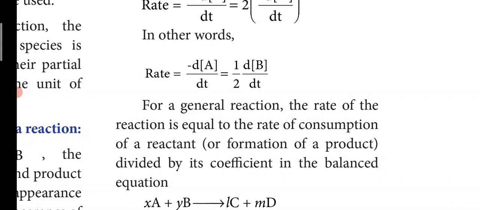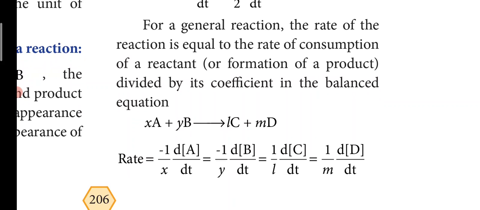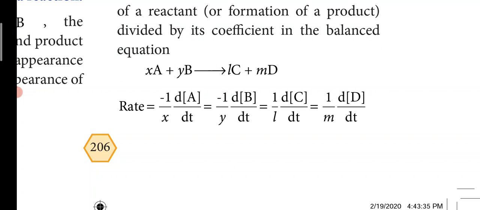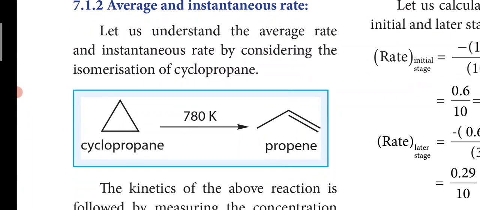We can shift this 1 by 2 to the B side and arrange it that way too. For a general reaction, the rate of reaction is equal to the rate of consumption of a reactant divided by its coefficient in the balanced equation. For example, for A, B, C, D, with coefficients x, y, l, m, n given: for A it is minus 1 by x, for B minus 1 by y, since they are all reactants, so we give a negative sign. For the products, 1 by l, they are all products, so positive sign, no negative sign. That is how we have to write the rate.